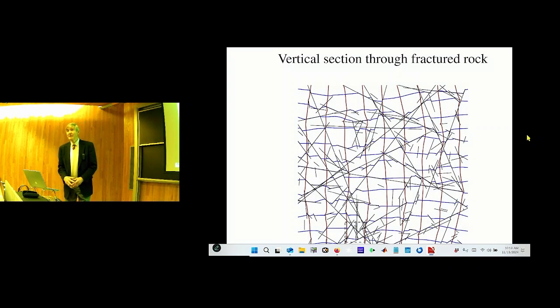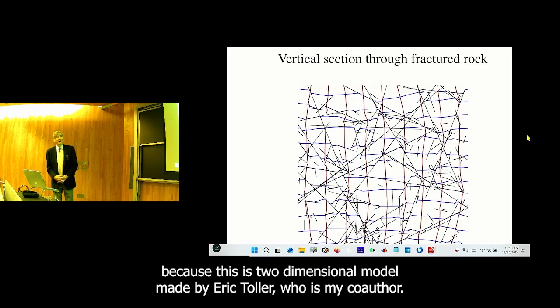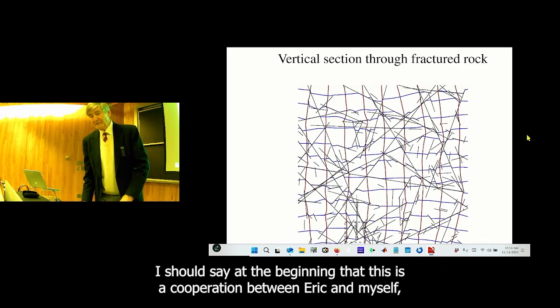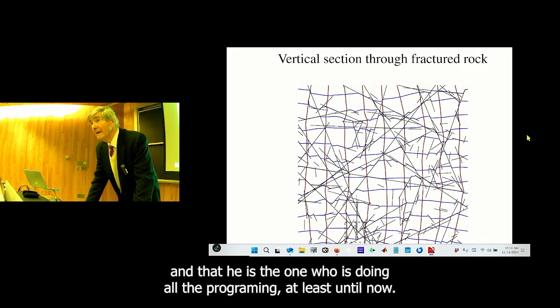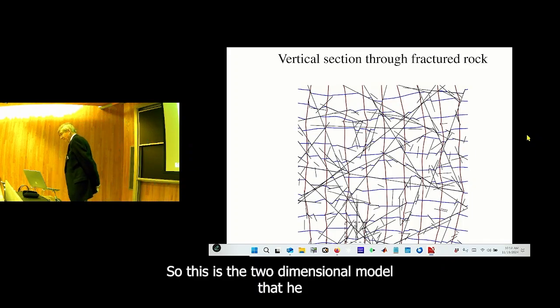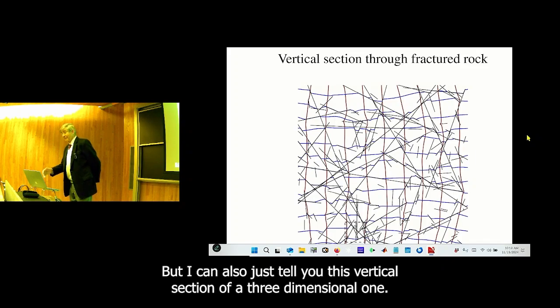So this is a section. I'm cheating, because this is a two-dimensional model made by Eric Toller, who is my co-author. I should say at the beginning that this is a cooperation between Eric and myself, and that he is the one who's doing all the programming, at least until now. So this is a two-dimensional model that he published in Water Resources Research some time ago. But I can also just tell you this is a vertical section of a three-dimensional one.